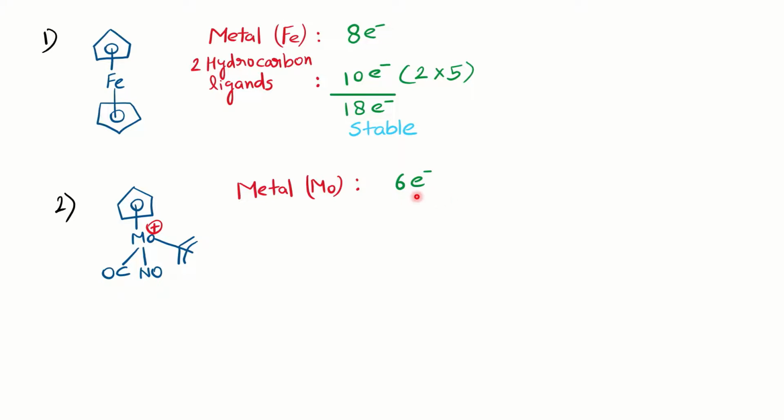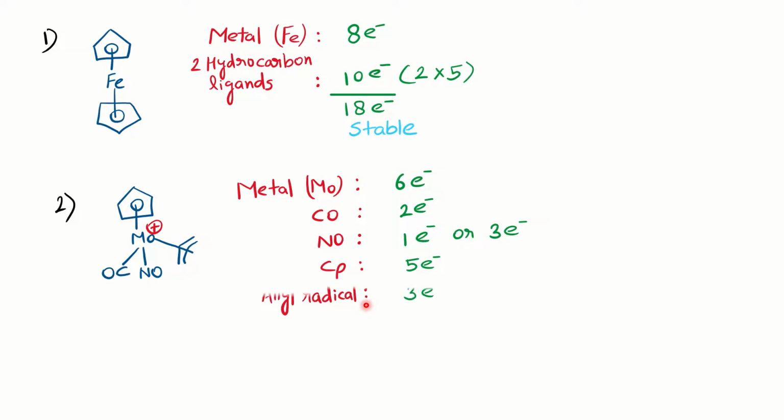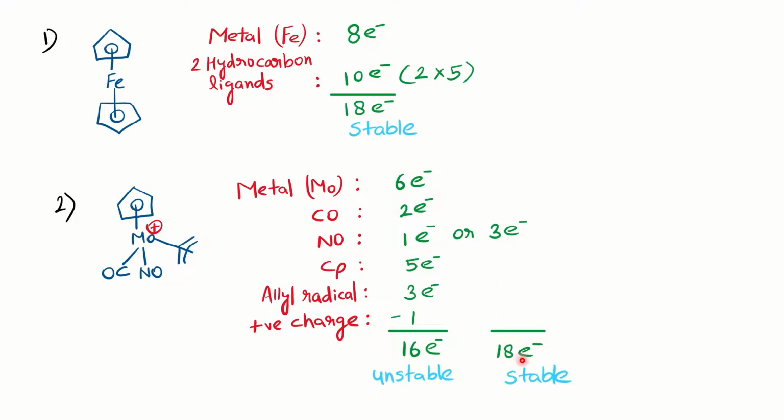Molybdenum contributes 6 electrons. CO we have seen, NO it may be 1 or 3, Cp 5, allyl 3, and you have 1 positive charge, means you have to subtract 1. Positive charge means you have to subtract 1 because it lost 1 electron. So if you calculate with NO as 1 electron, then you get 16 electrons. But if you take 3 electrons, then you get 18 electrons here.